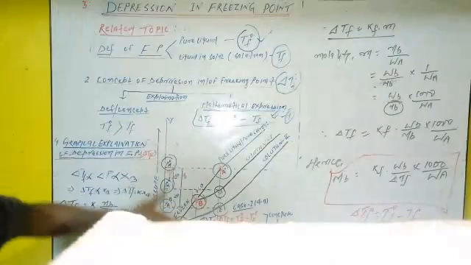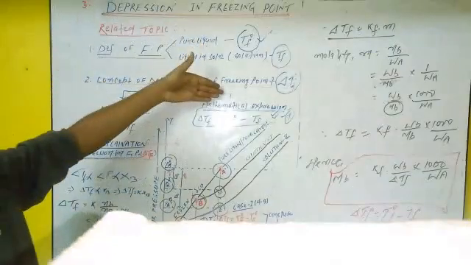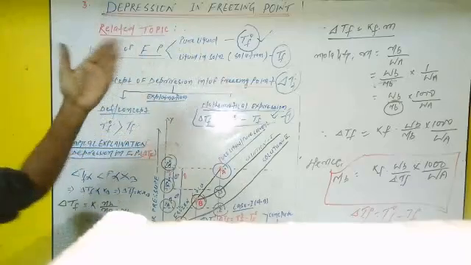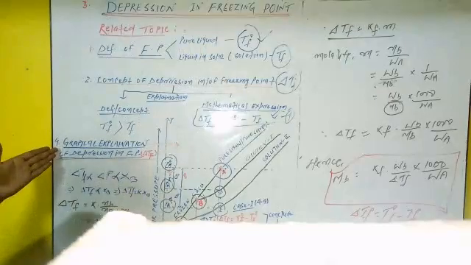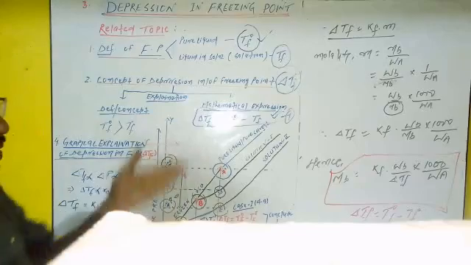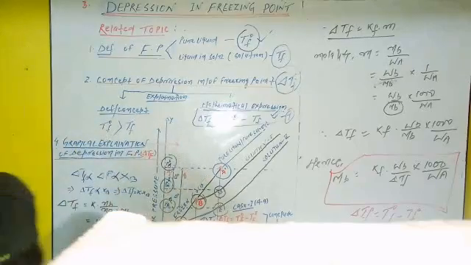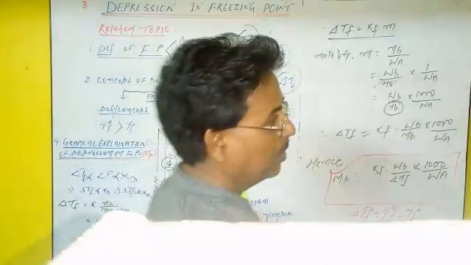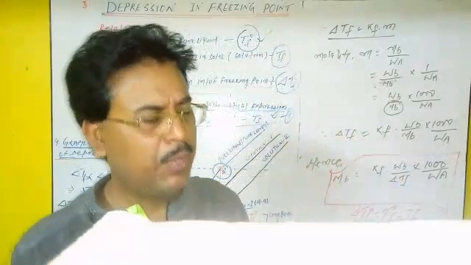Again we repeat, summarizing quickly. Firstly definition, then depression in freezing point, then the third topic we already taught, the relation between delta Tf and molality. Fourth, graphical representation. Fifth, we already said the cryoscopic constant. And the last, calculation of molar mass of non-volatile solute. But during this, one thing we must summarize here quickly.